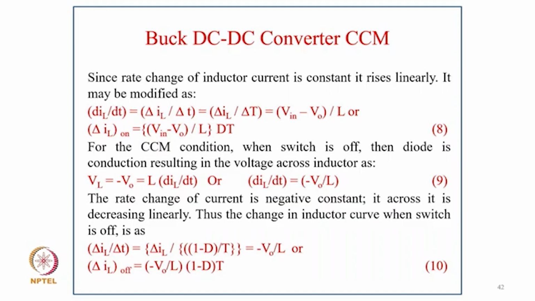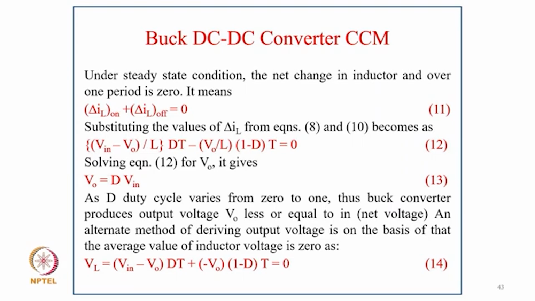The change in the inductor current when the switch is off is delta IL off upon (1 minus D) T equal to minus VO upon L, or delta IL off equal to minus VO upon L into (1 minus D) T. Under steady state condition, the net change in inductor current over one period is 0. It means delta IL on plus delta IL off equal to 0, and substituting the values for both these modes, it becomes (V in minus VO) upon L into D T minus VO upon L into (1 minus D) T equal to 0. Solving this, it becomes VO equal to D V in.